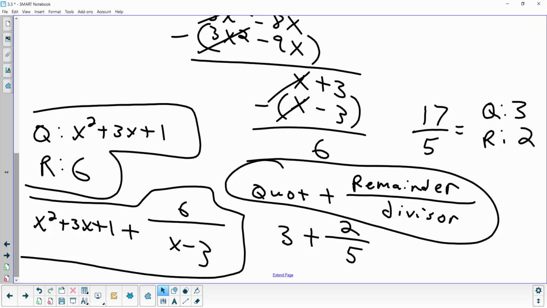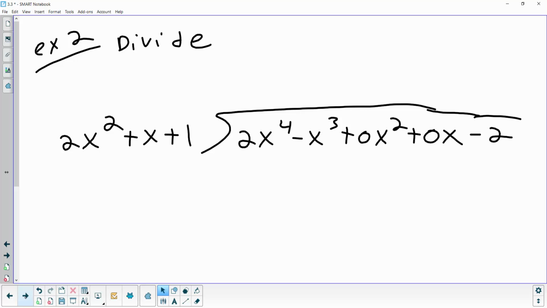Questions on that one? Let's try another long division one. So this one, there were some missing terms, and I already filled in the zeros for you. The squared term and the linear term were missing. So step one is done.